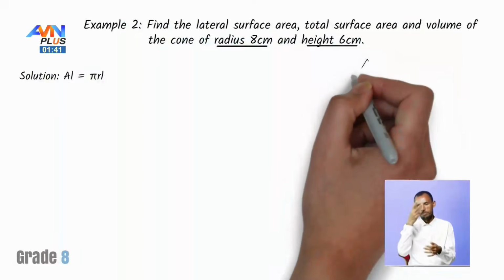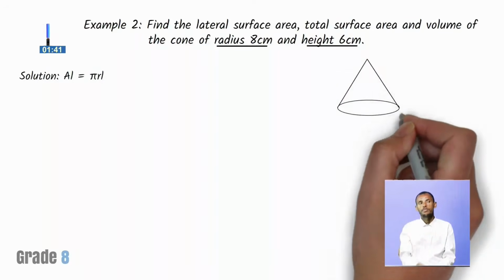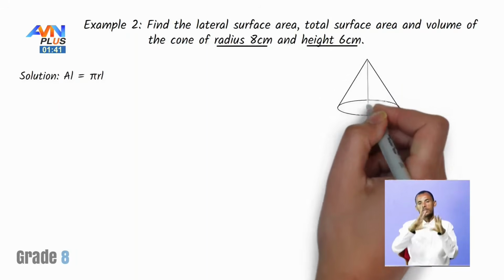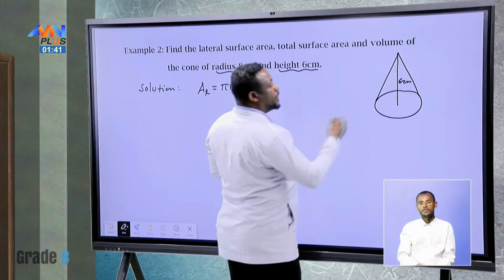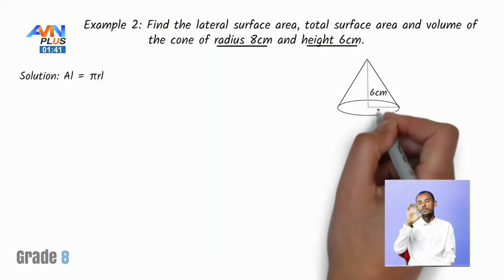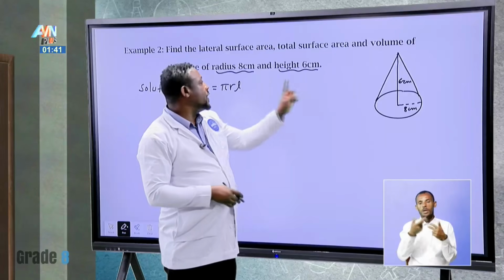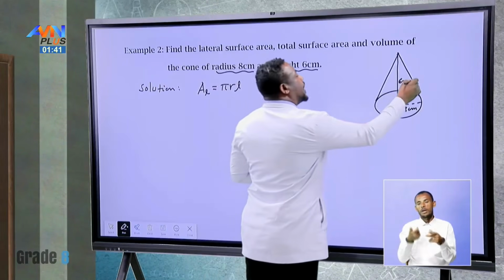If this is our cone, what is given? The height is given, which is 6 centimeter. The radius is given, which is 8 centimeter. So here we have only the radius and the height h. We don't have the slant height L.